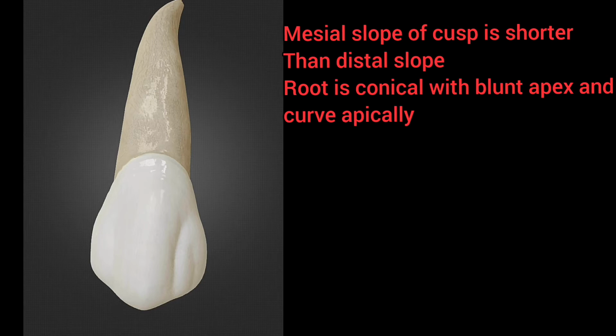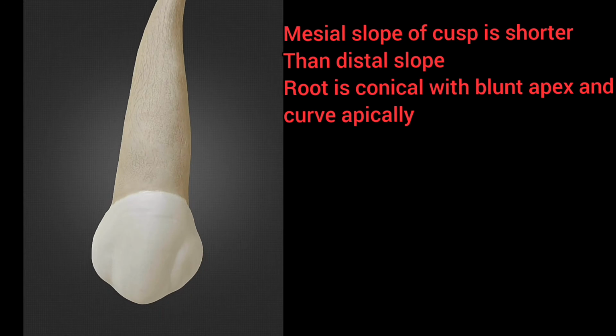So here is the mesial slope of the cusp, this is shorter than the distal slope. So this is the distal slope and this is the mesial slope. So mesial slope is shorter than the distal slope. And also the root is conical shape. So as you can see, it is conical shape and it is singular and it has blunt apex.